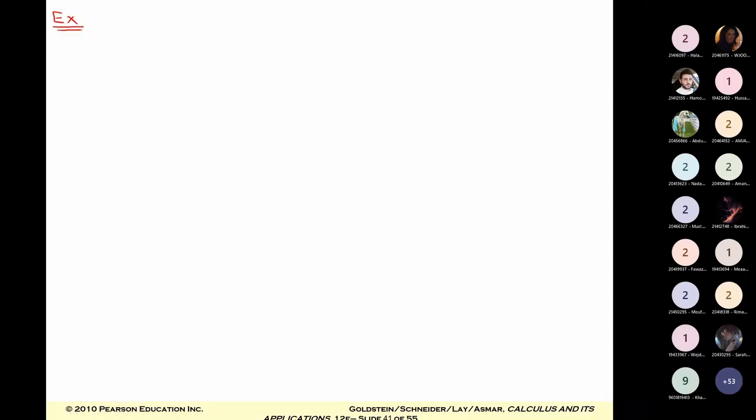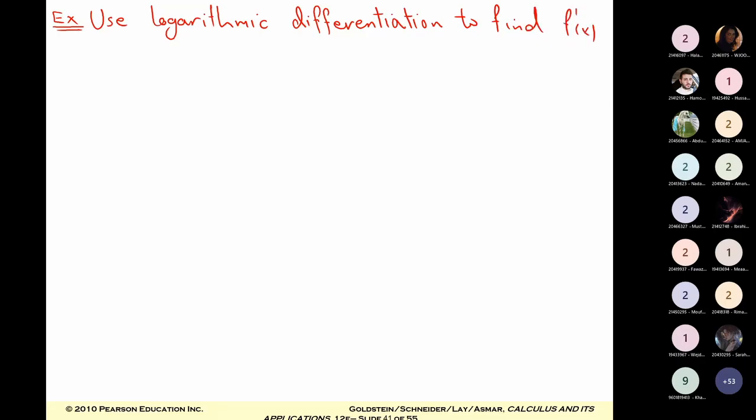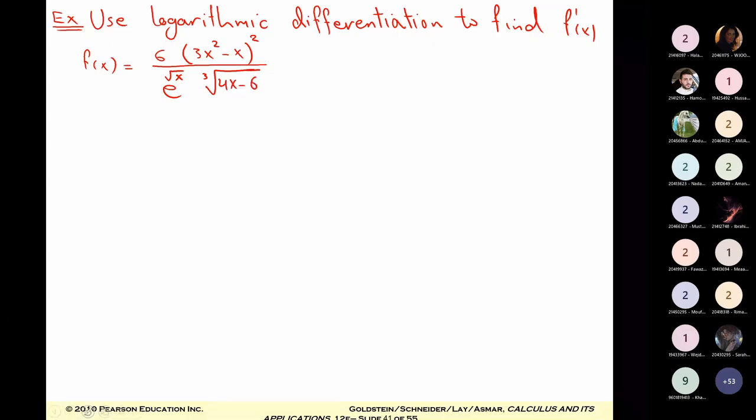Use logarithmic differentiation to find f prime of x, if f of x equals 6 multiplied by (3x squared minus x) all to the power 2, over e to the power radical x, times the cube root of 4x minus 6. Like this. Okay.